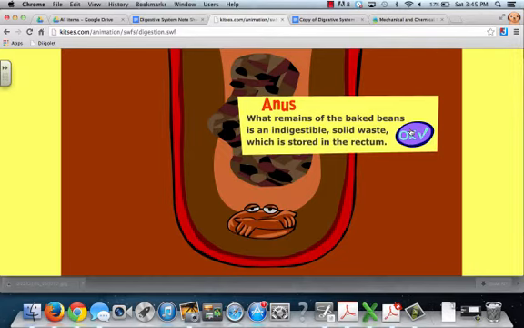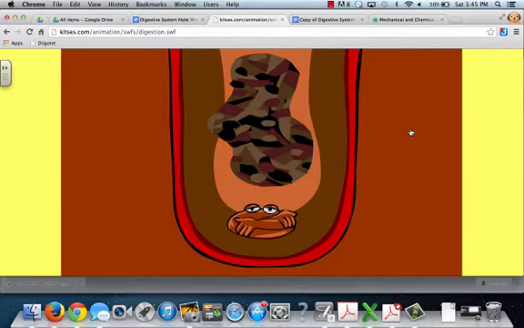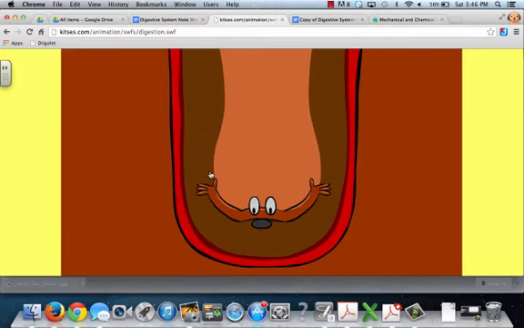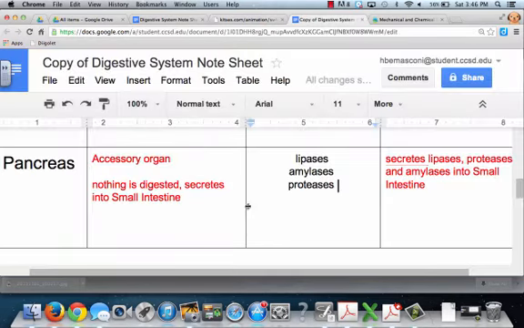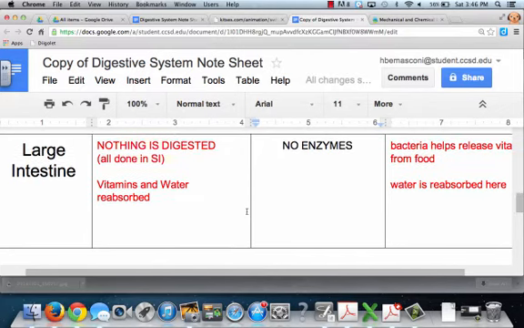And so this is all of the undigested waste. We couldn't digest it. It can't do anything for us. It's a lot of our fiber. It helps clean out our digestive system, and it just gets released, so it's expelled, and that's you going to the bathroom. Okay, so now let's go back to our large intestine.